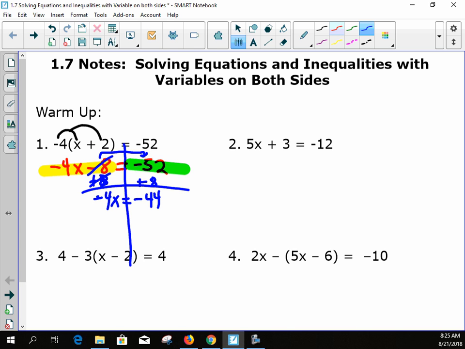So now I divide by, now all my numbers with letters are on one side. All of my numbers without letters are on the other side. So now I divide by the number next to my letter, which is negative 4. That goes on bottom. x equals positive 11. That's my answer.